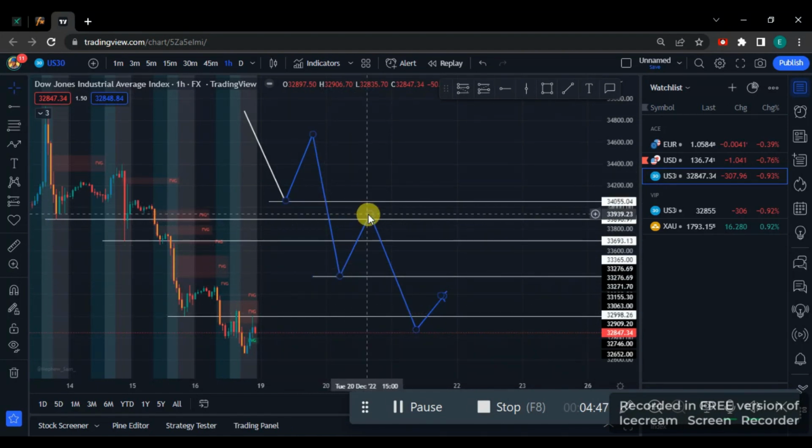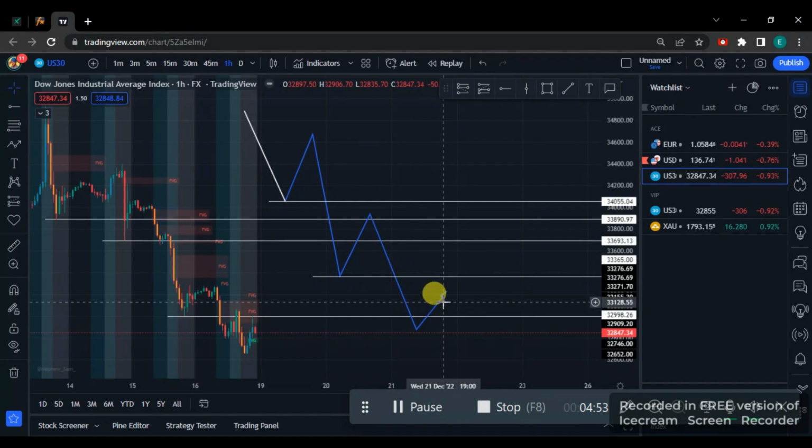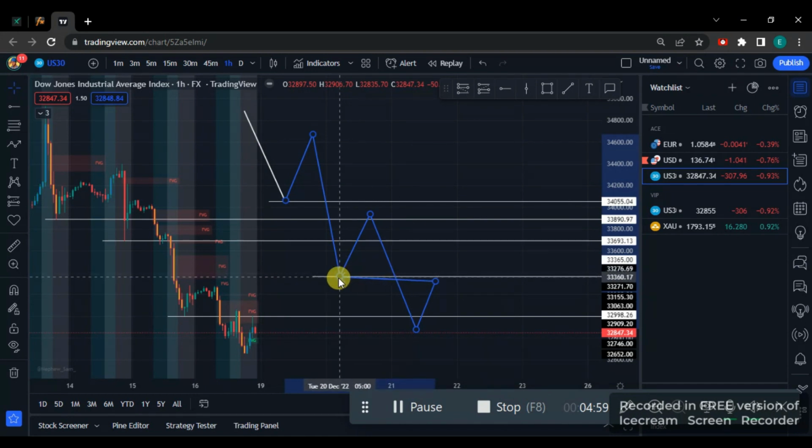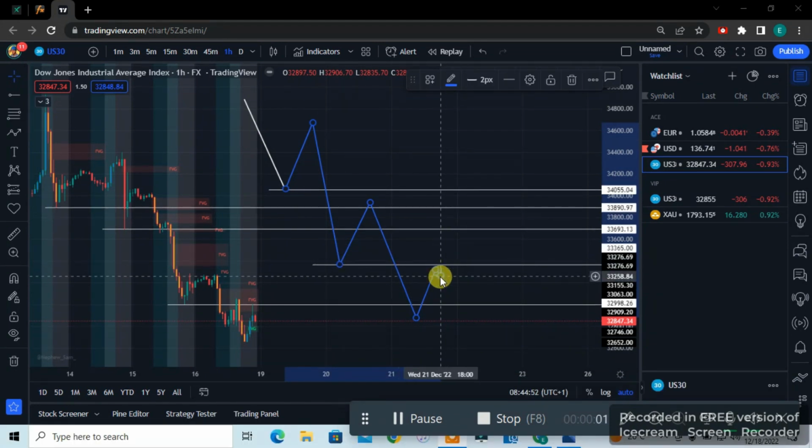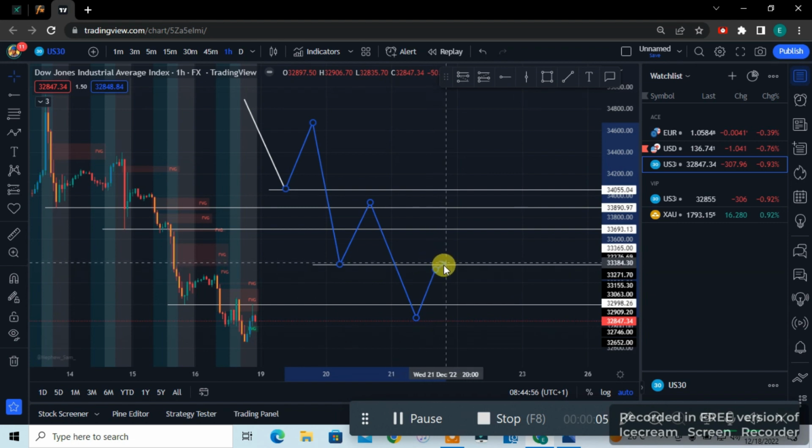Price made a lower high here, and price came back and took these lows out, and now it's coming to retest this zone. So guys, once price comes back to retest this zone, we want to look for an entry at this zone. You want to look for an order block or a supply or a demand zone to take your entry off.